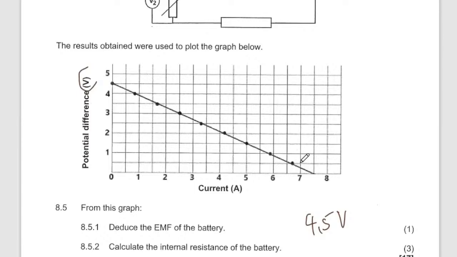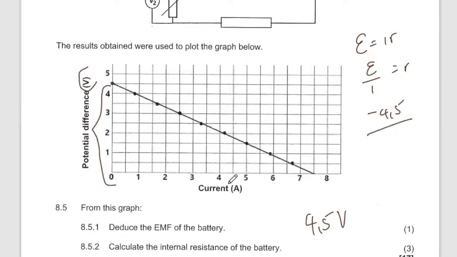The gradient, because if this is E, the potential difference over the current from the EMF is equal to the internal resistance. If we get the EMF over the current, we end up with the internal resistance. So the gradient, if we consider the change from there up to there, is going to be negative 4.5, whichever way you look at it. You can have 4.5 to 0, minus 4.5, which is negative 4.5.